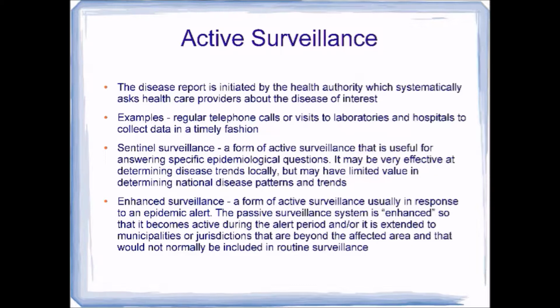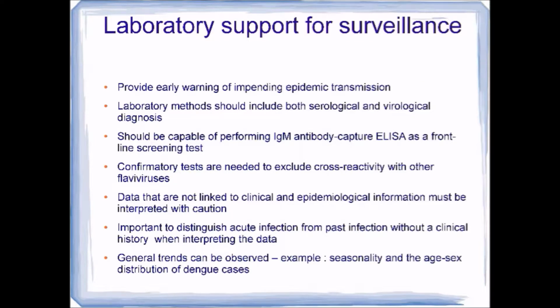Enhanced surveillance is a form of active surveillance usually in response to an epidemic alert. The passive surveillance system is enhanced so that it becomes active during the alert period, and/or it is extended to municipalities or jurisdictions that are beyond the affected area, and that would not normally be included in routine surveillance. Laboratory support provides early warning of impending epidemic transmission. It should include both serological and virological diagnosis.